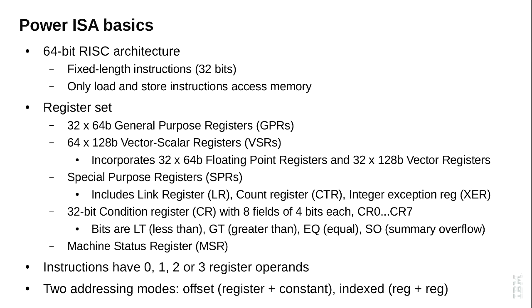One with 3 operands could be, for instance, a store with indexed mode addressing. So you've got one register that gives you the data to be stored and 2 registers which get added together to give you the address to store to. And we have 2 addressing modes, register plus constant and register plus register. The constant in the first mode comes from the instruction. It's a 16-bit field in the instruction.